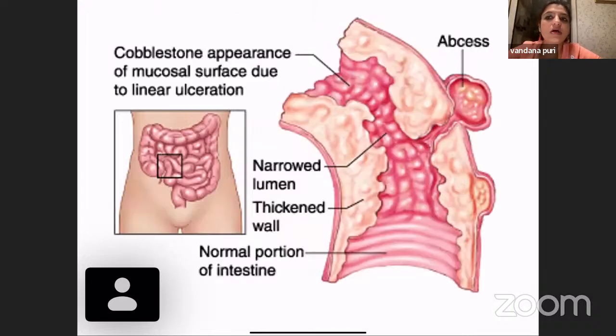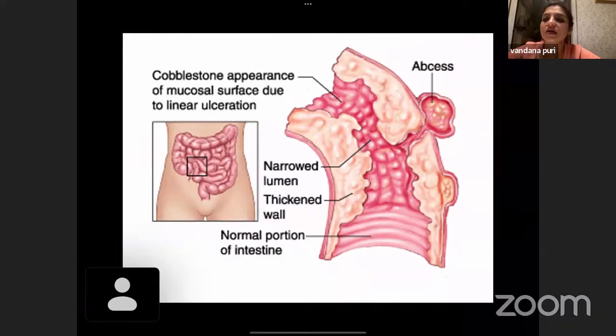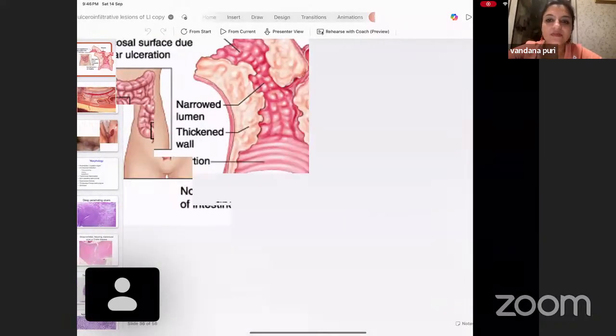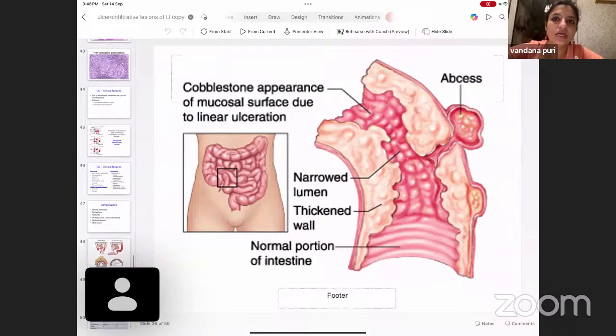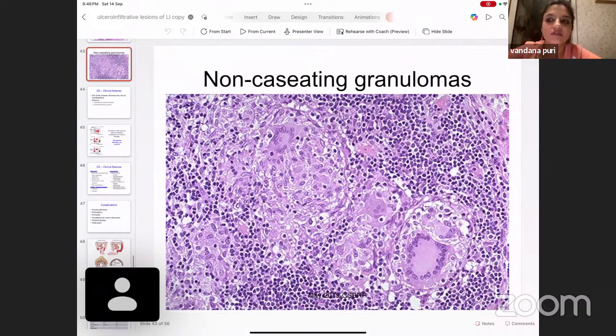Now, remember again, just an image to show you the cobblestone appearance, and there are strictures which you can see, and the wall is thickened. Because the muscle is thickened, you will see a thickened wall in the cases of Crohn's. So that has to be very, very clear to everybody. Okay. Now, once we are clear with this, I'm going to show you another diagram. Please remember this diagram and never forget it.